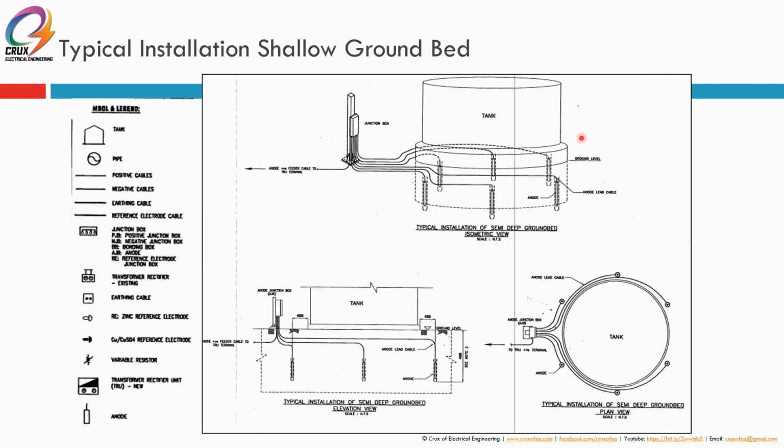So this is a typical installation for the shallow ground bed. This is the anode junction box being connected to the shallow ground bed. The depth is not too deep, maybe 3 meters, 4 meters, it depends, because normally it's used to protect the bottom surface of the tank, if it's directly sitting on the soil.